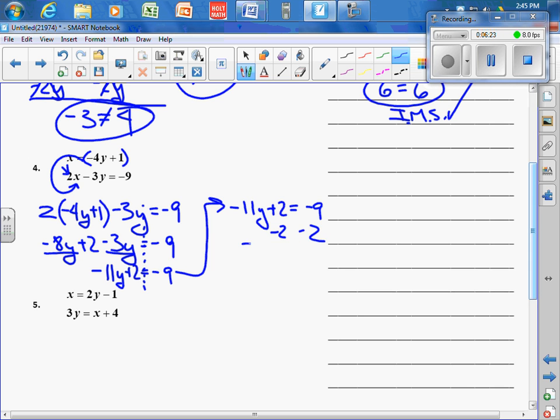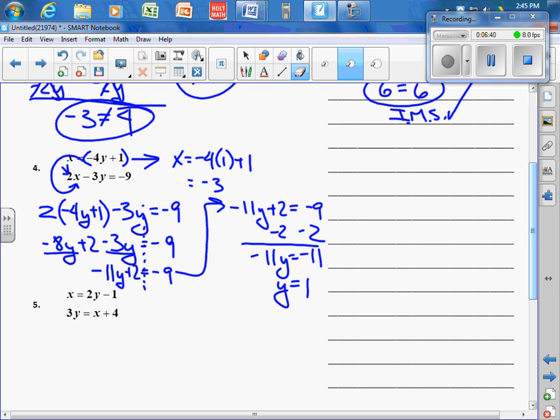Subtracting 2 from both sides, you get negative 11y is equal to negative 11. Y is equal to positive 1. Put that 1 back up into this equation right here. X is equal to negative 4 times 1 plus 1. Negative 4 plus 1 is negative 3. So if x is equal to negative 3, your point would be negative 3, positive 1.